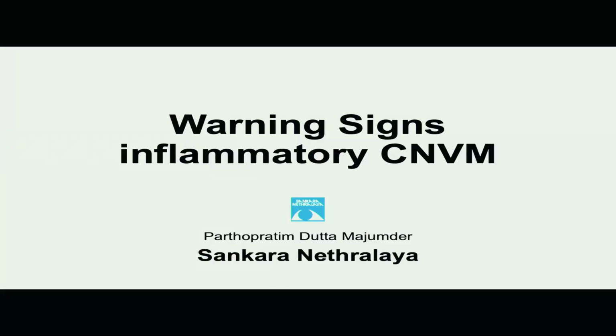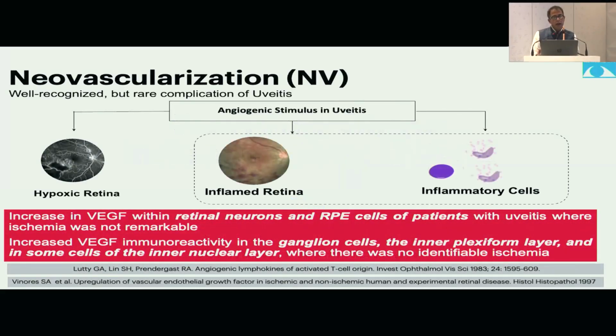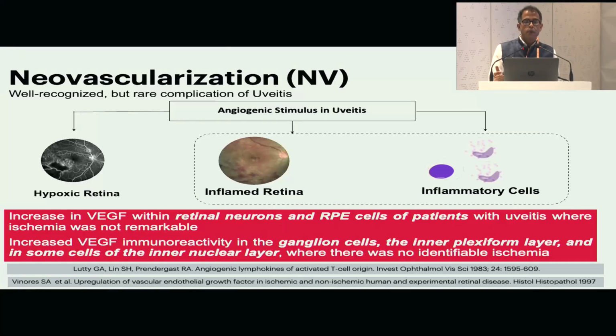So good morning, everyone. I'll be talking on the warning signs of inflammatory CNVM. Before that, you need to understand why inflammatory CNVM is different from other CNVM. Neovascularization is a very rare complication, but it can happen in any case of uveitis, and you need to understand that the angiogenic stimulus of uveitis is responsible for that.